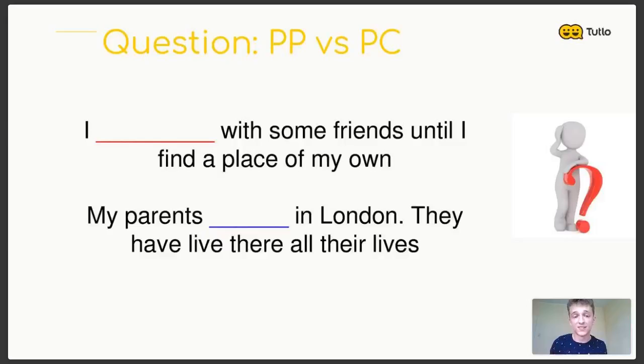And the second one is like my parents, but live, not lives. Live in London, because parents is plural form. It's not the first person. It's the same as they, so plural form. My parents live in London. It's like a permanent situation. And probably they will live there until the end. We never know, yeah, but maybe they will change. Who knows, yeah?